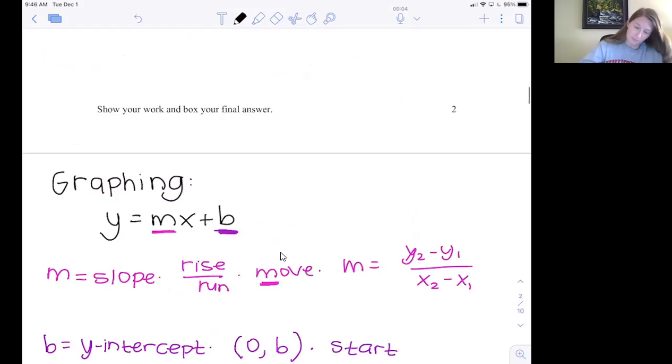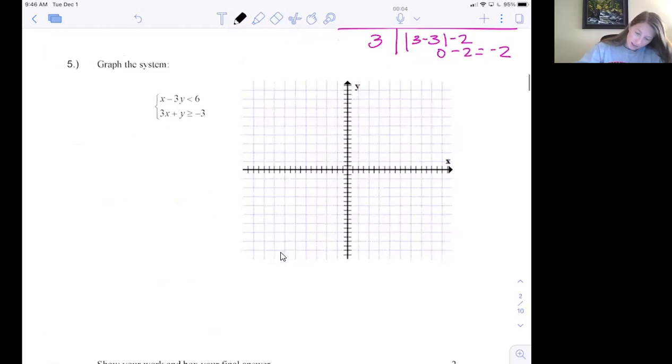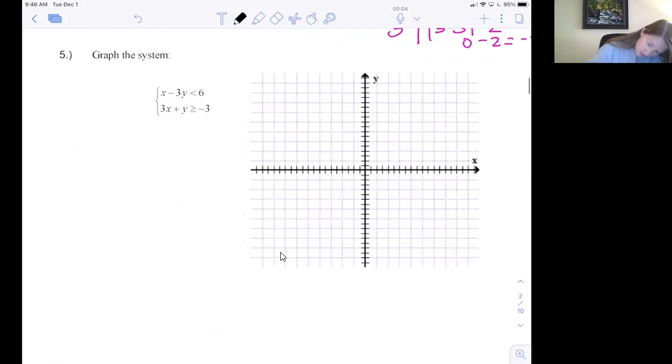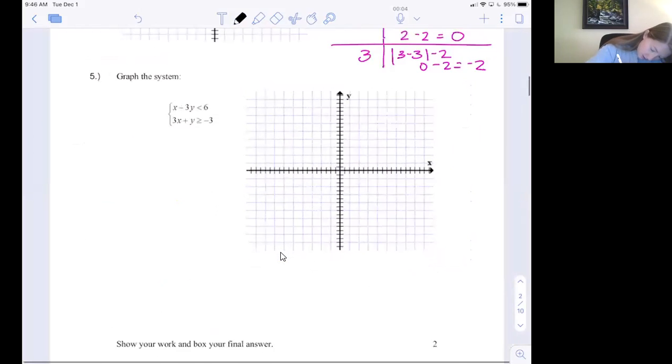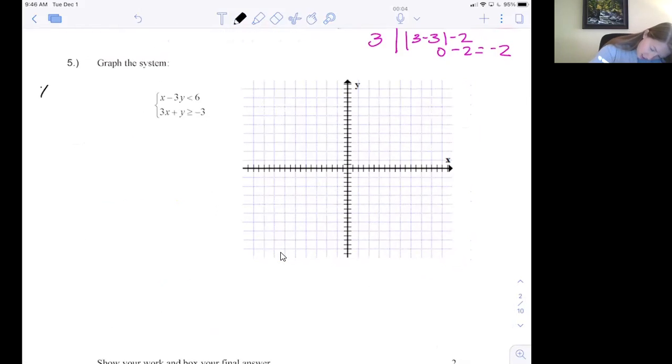So they want us to graph these. As I go along with the inequalities, it will make sense what I'm doing. I'm hoping this will click and you'll remember it. But first I just need to graph these. So I want to get them both to be y equals something or y is less than something. So for this first one, I have x minus 3y is less than 6. So I want to get y by itself.